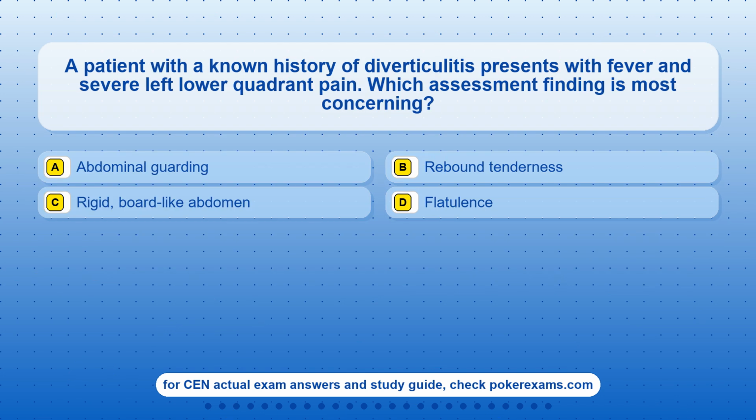Question 24. A patient with a known history of diverticulitis presents with fever and severe left lower quadrant pain. Which assessment finding is most concerning? Option A, abdominal guarding. Option B, rebound tenderness. Option C, rigid, board-like abdomen. Option D, flatulence.